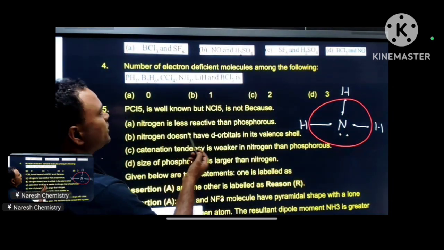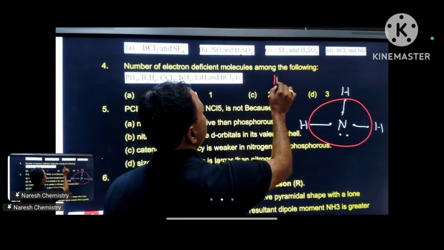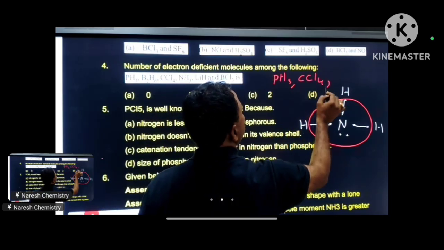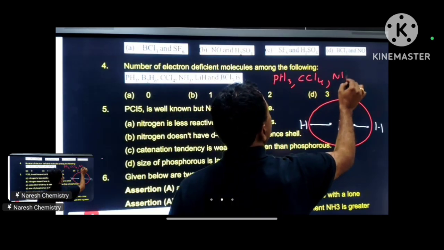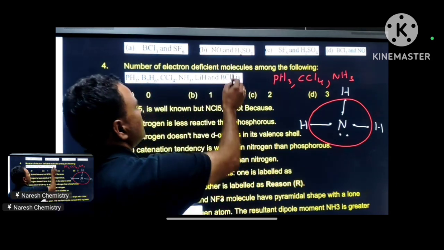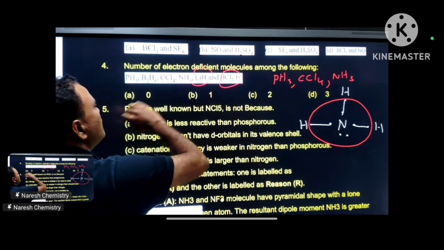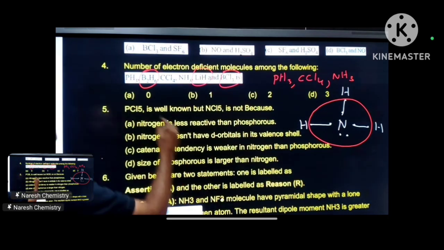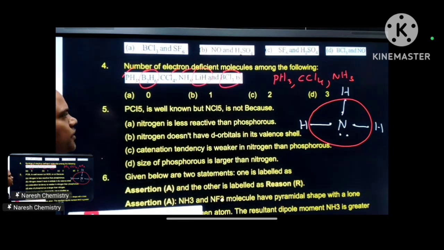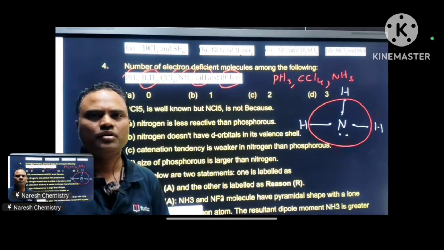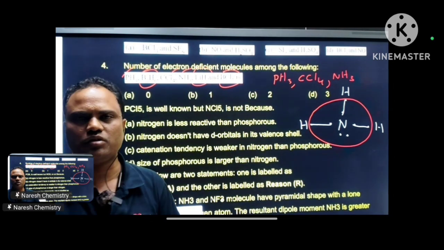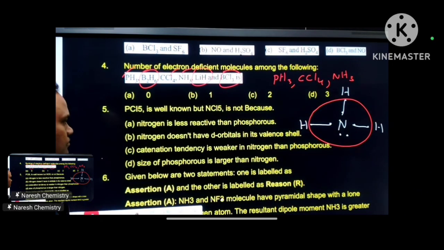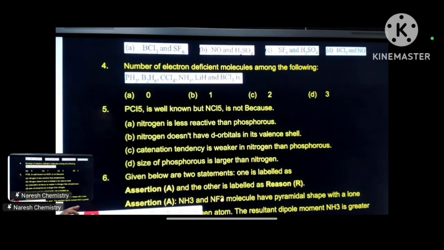So now how many molecules have an octet? PH3? Yes, PH3 has an octet. CCl4 also has an octet, and NH3 also has an octet. PCl3 does not contain an octet. Lithium hydride does not. B2H6 does not contain an octet. So what is the answer? 1, 2, 3. 3. So we completed one important model question, finding octet. Next question.